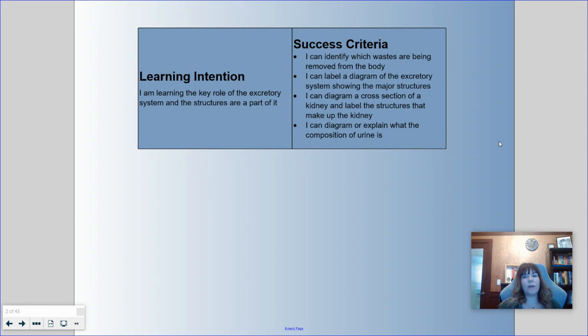You need to know the diagram of the excretory system. That's going to be the big part of today, as well as knowing the cross-section of a kidney, which we're going to delve into later tomorrow. And then last but not least, understanding what makes up the urine.